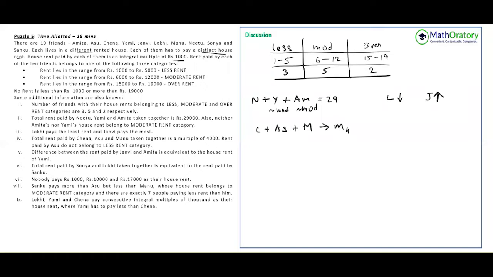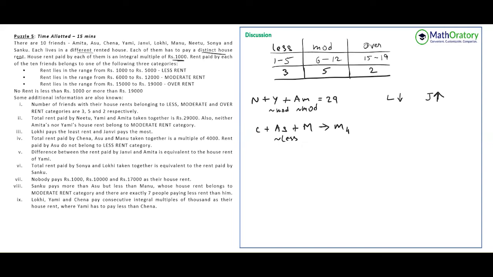And 4,000 again. I hope I'm not repeating this too many times, but I hope it is in your mind by now: I just ignore the thousands. Rent paid by ASU does not belong to the less rent category. So this is not in the less category. Okay. What else do we know from this? Nothing. Okay, let's go to the next one.